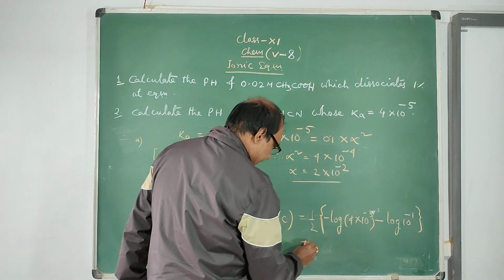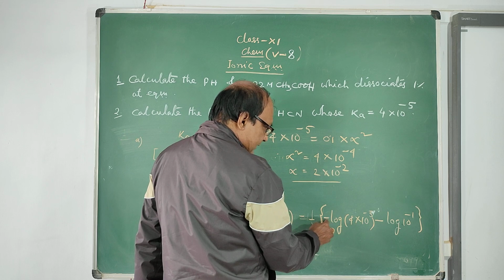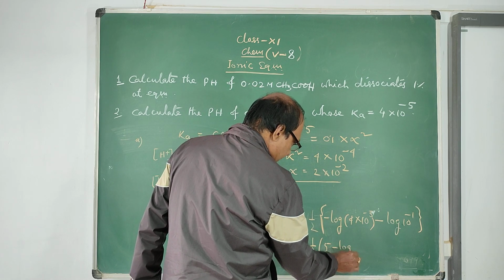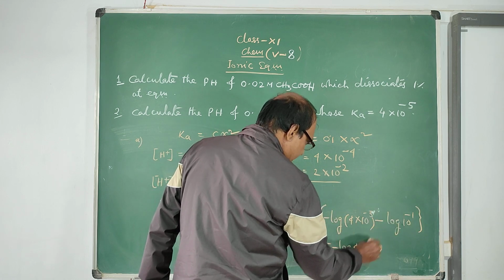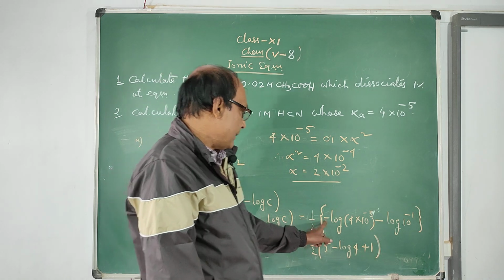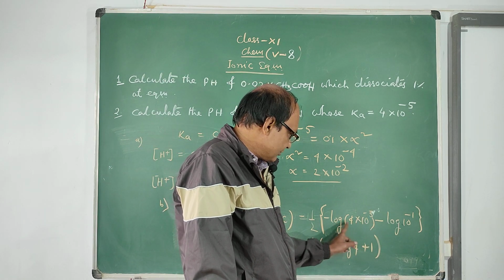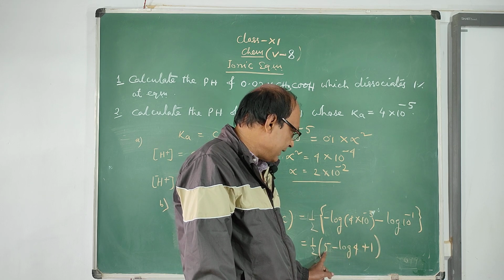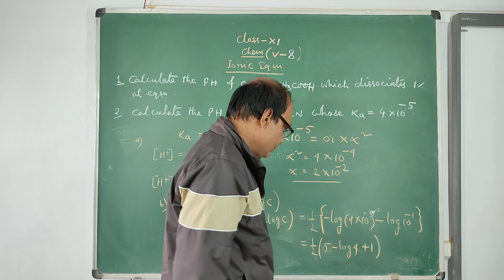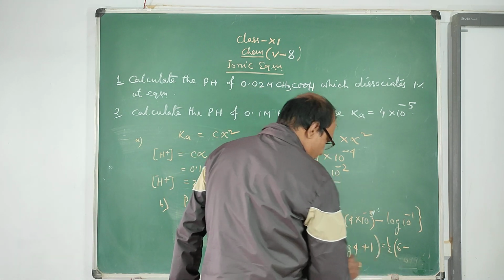So you can calculate it in this way. Half of: 5 minus log 4 plus 1. Minus log 4, and minus of log 10 to the power minus 5 equals 5. So it is minus log 4 plus 5 plus 1, that is 6. So this is equal to half of 6 minus log 4.